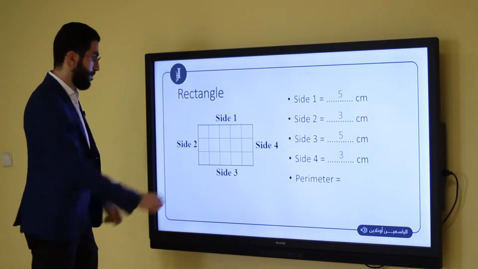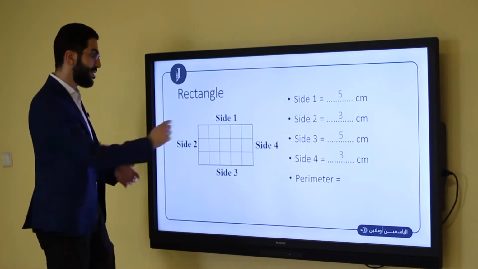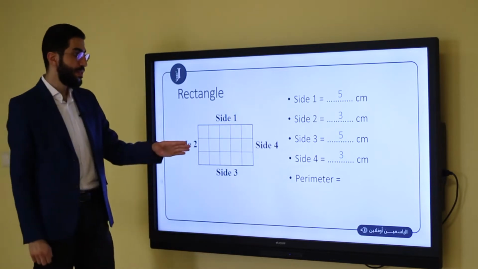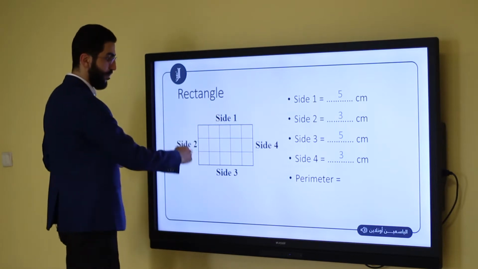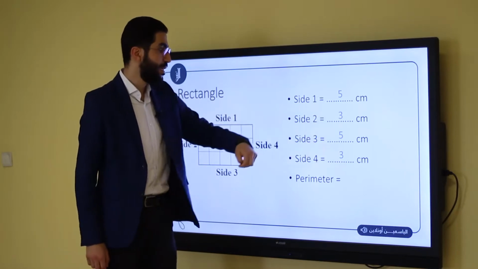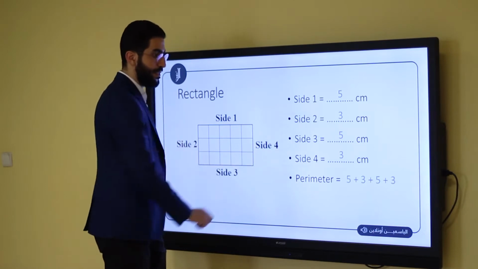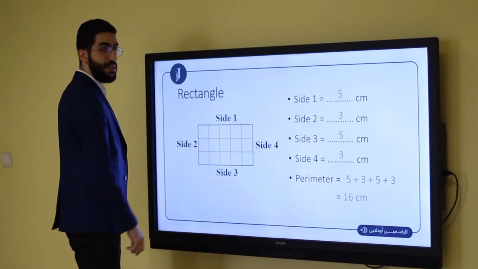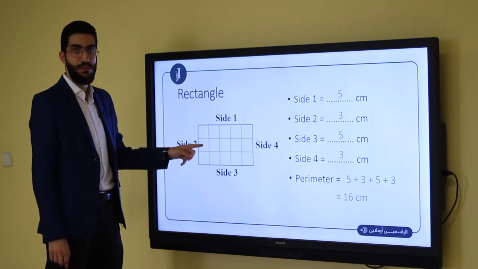So now what's the perimeter? As we defined it before, the perimeter is the surrounding sides of this shape, the rectangle. So for the perimeter, we need to add all the sides that we have. How many sides do we have? We have 4 sides, and we have the answer for each side: 5, 3, 5, 3. The only thing we need to do is add them together. So 5 plus 3 plus 5 plus 3 is equal to 16 centimeters. So 16 centimeters is the perimeter of this rectangle.